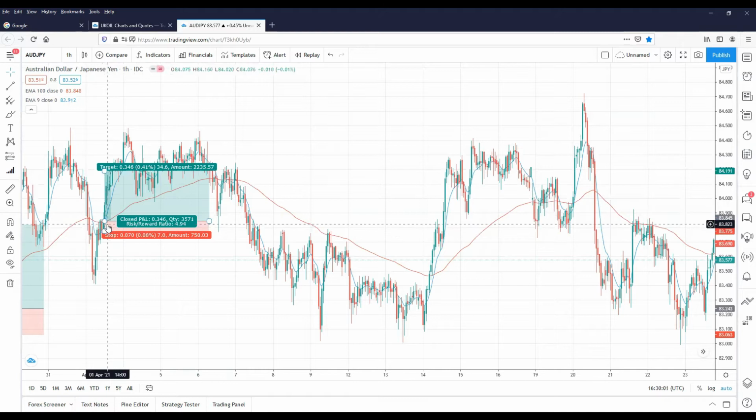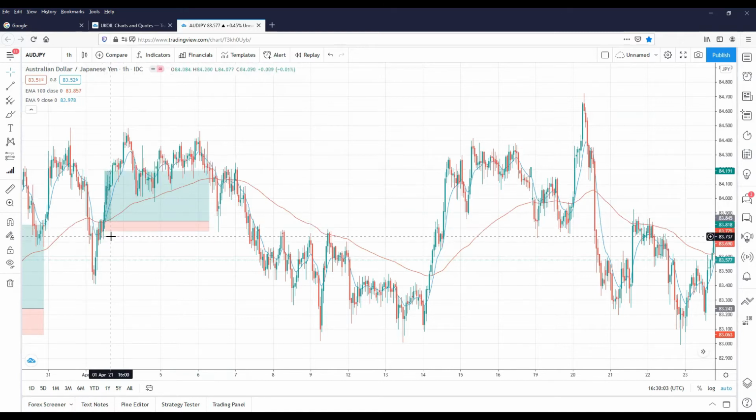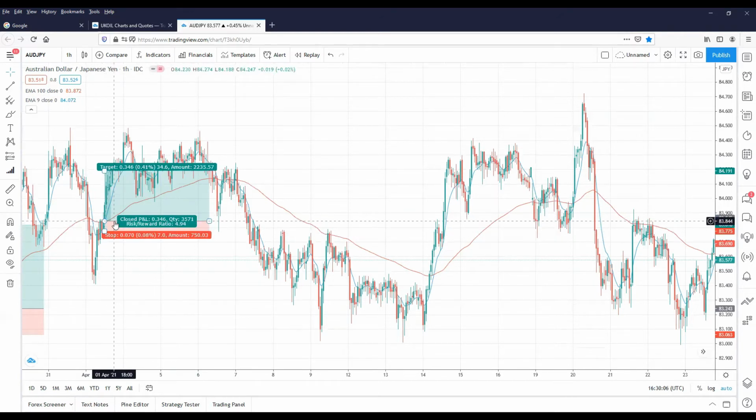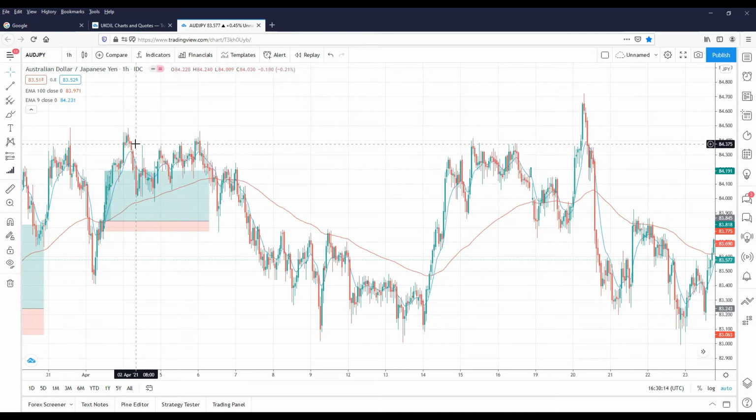Now, what I would have done when this went into profit, I would have moved the stop loss from the loss position to break even and allowed it to grow. And as the profit grows, I would have increased the target profit. We can see with basic parameters, this would have been a winning trade.